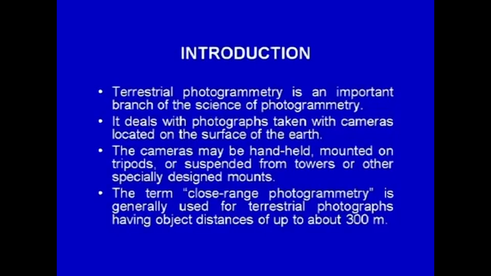Dear viewers, today I will discuss another technique of photogrammetry known as terrestrial photogrammetry. Terrestrial photogrammetry is an important branch of the science of photogrammetry. It deals with the photographs taken with the cameras located on the surface of the earth. The cameras may be handheld, mounted on tripods or suspended from towers or other specially designed mounts. The term close range photogrammetry is generally used for terrestrial photographs having object distances up to 300 meters.